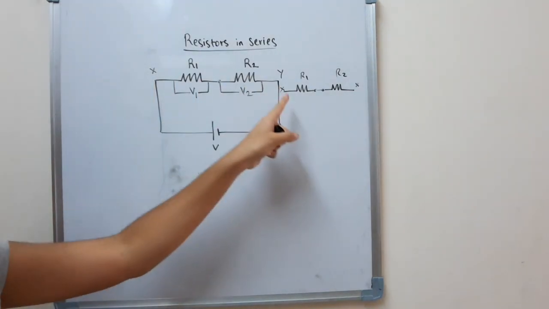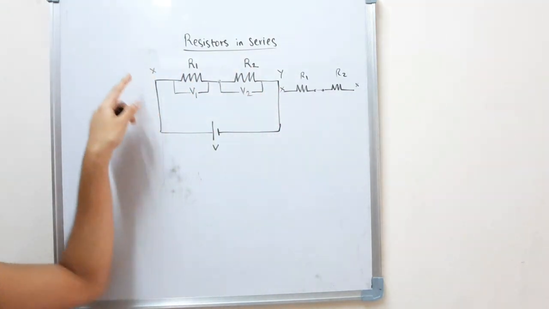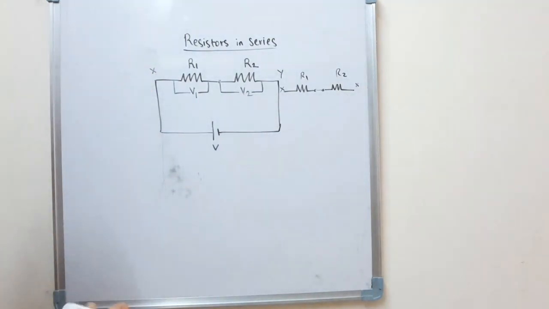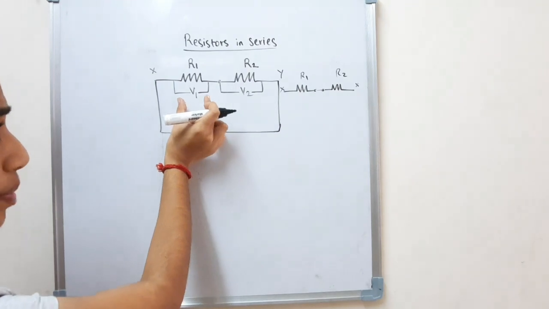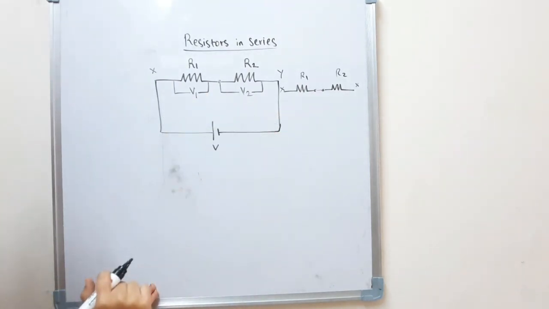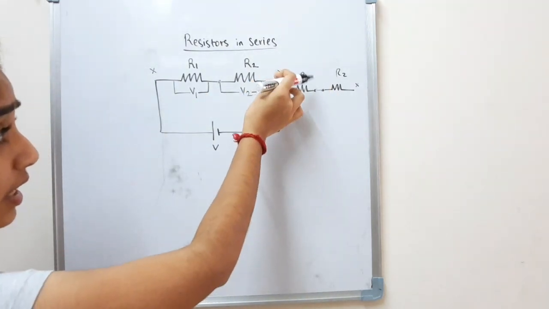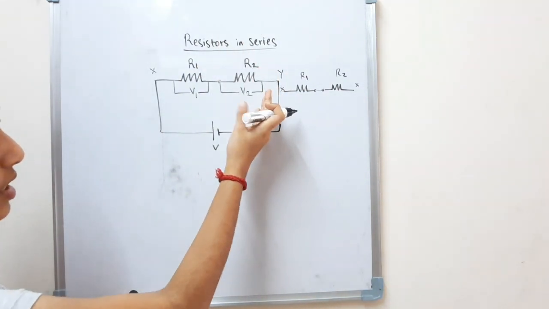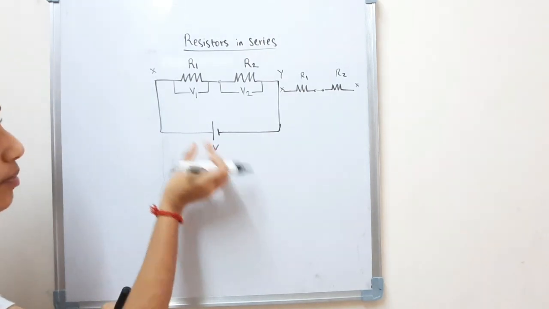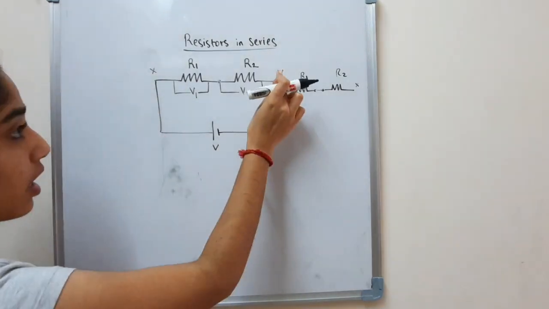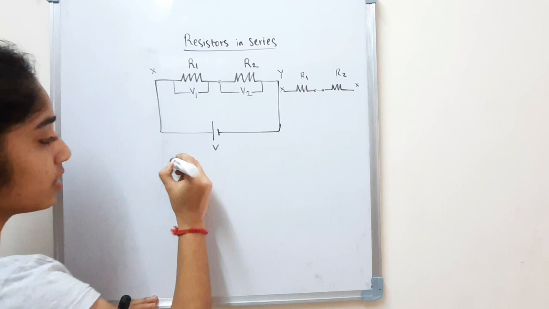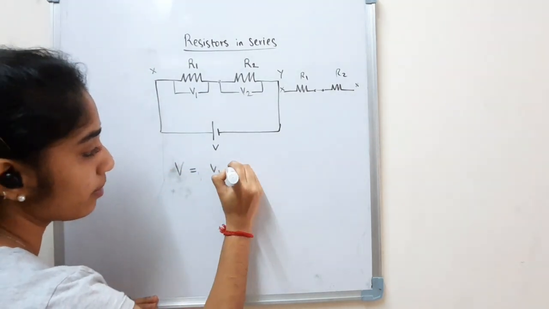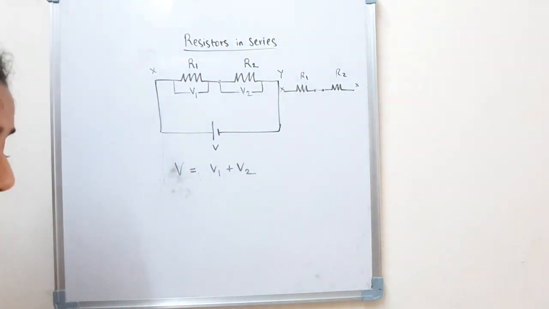So between XY we have R1 and R2, and the total voltage across XY is V. So we just add the potential drop across these two resistors. If you have another resistor here, then you have to add all the potential drops of the resistors and equate it to V, right? Because you're measuring the potential drop across X and Y. So we have V is equal to V1 plus V2, right?